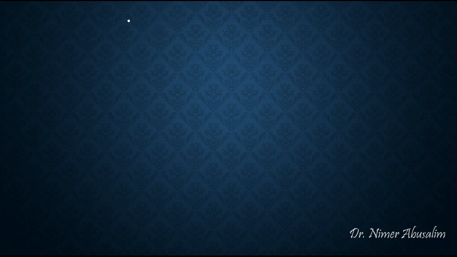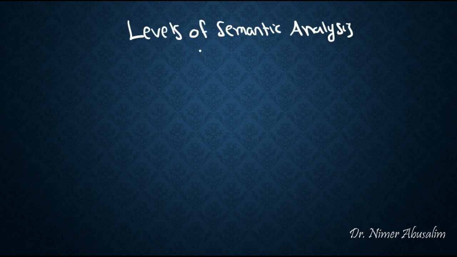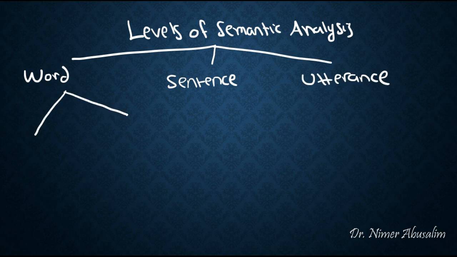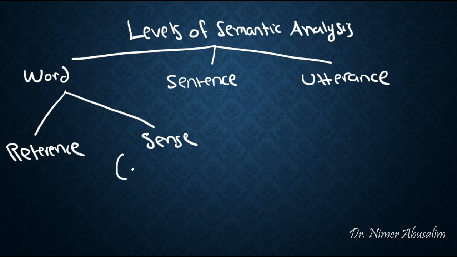In previous lectures, we discussed levels of semantic analysis. So we said that there are three main levels that we were interested in. The first was the word level, then the sentence level, and the utterance level. Under the word level, we said there were two main branches. The first was reference, and the second was sense. Now the branch of semantics that studies sense is called lexical semantics.